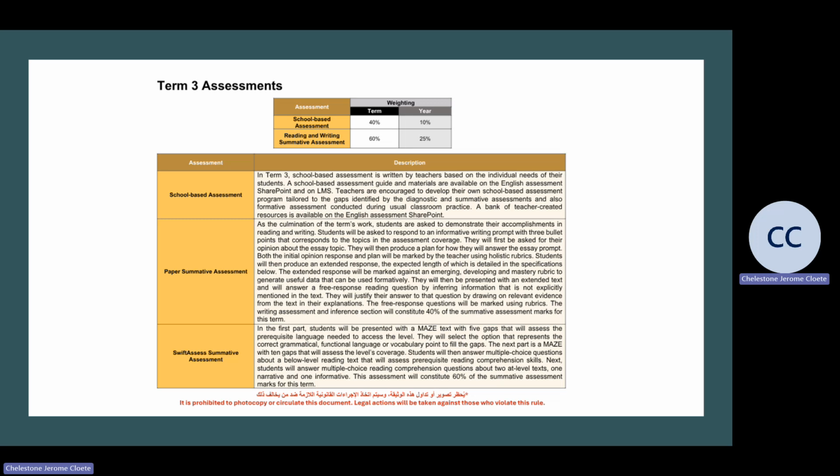The next part is a maze with 10 gaps that will assess the level's coverage. In this, you will answer multiple choice questions about the below-level reading text, which will assess your comprehension skills. Next, you will answer multiple choice questions on comprehension of 2 at-level texts. One is a story, a narrative, and the other one will give you information. So this assessment will constitute 60% of your summative assessment marks for this term.